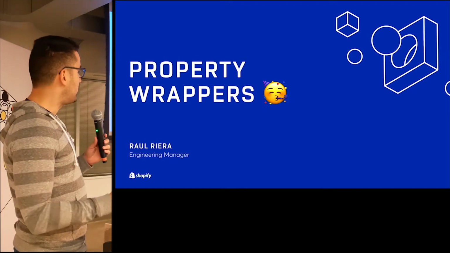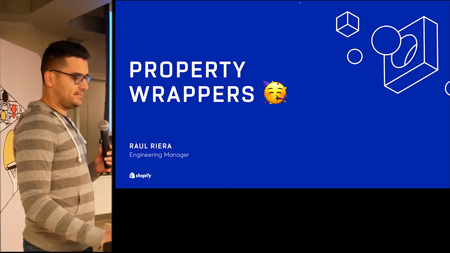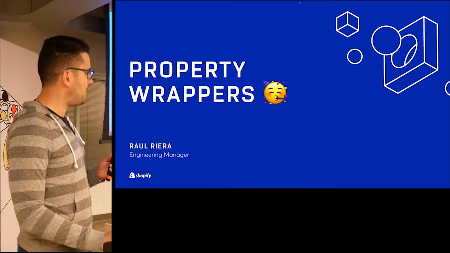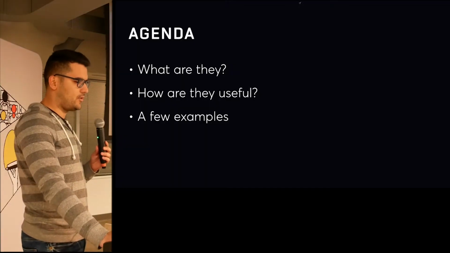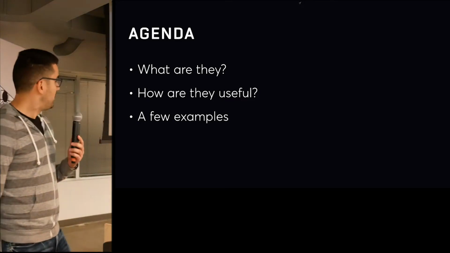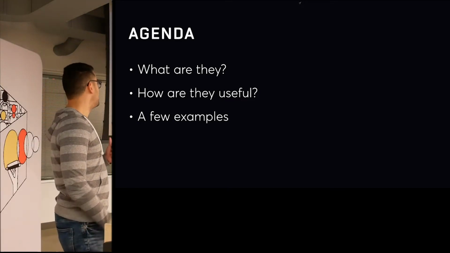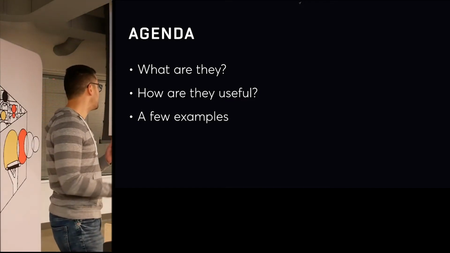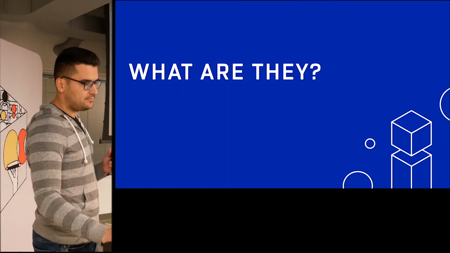And what we're talking about today is property wrappers, which is a new feature in Swift 5.1, I think. One of those five numbers. And these are the things we're going to be discussing: what are they, how are they useful, and a few examples of them.